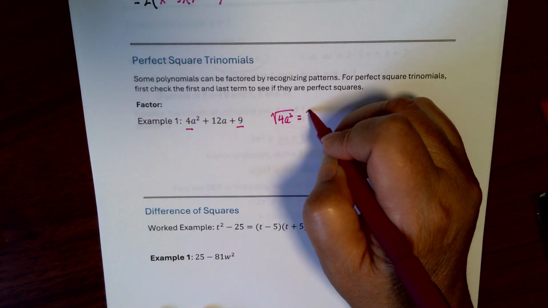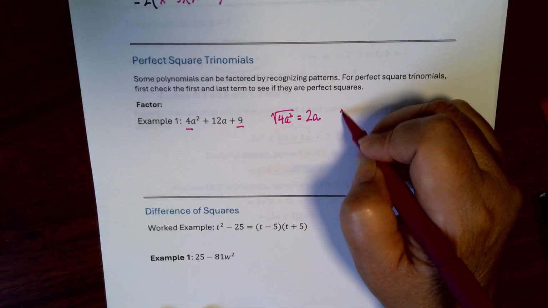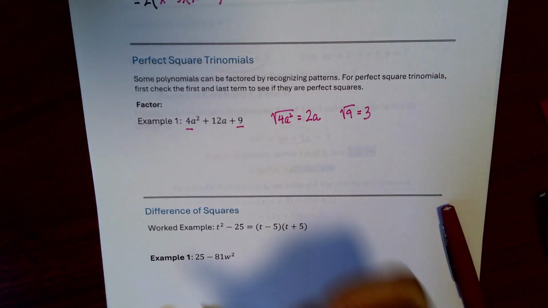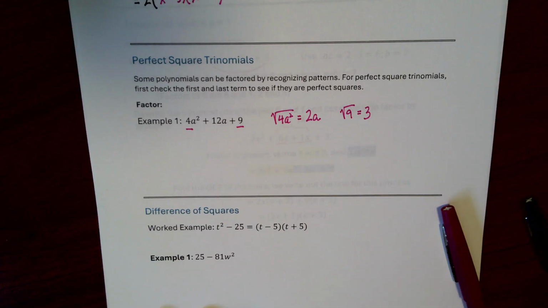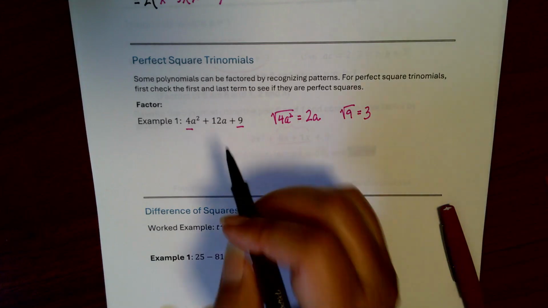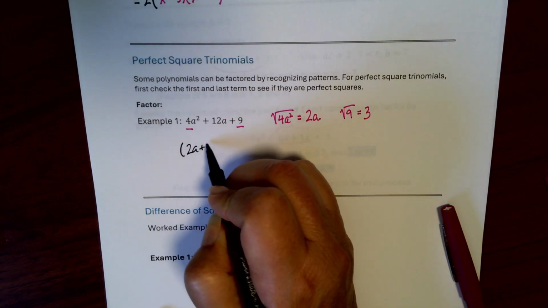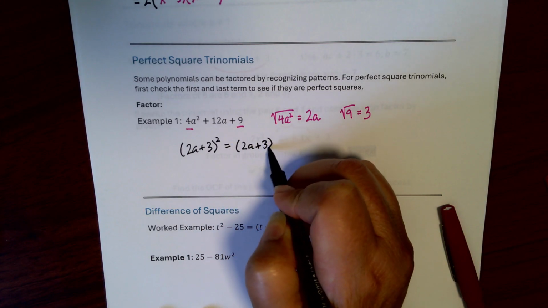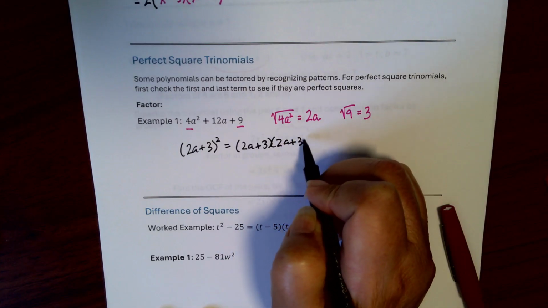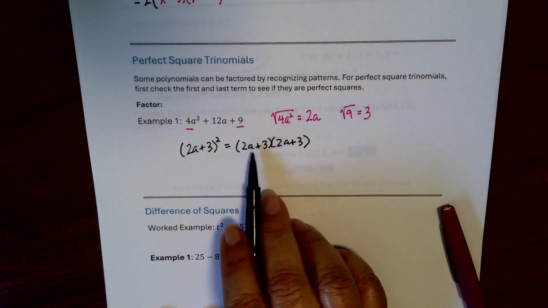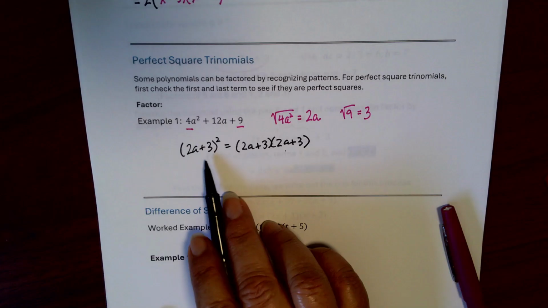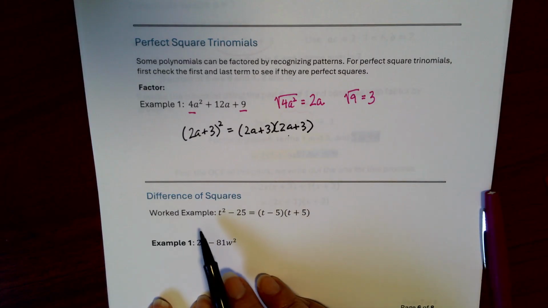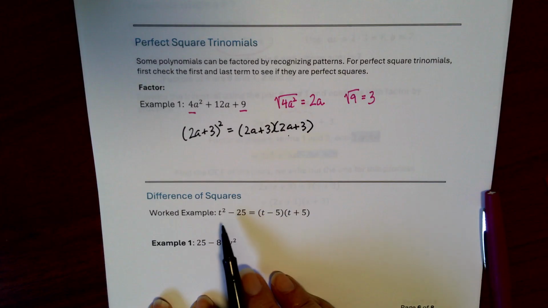You don't worry about the absolute value when you're doing this particular problem. And what's the square root of 9? So that means that this trinomial is going to be 2a plus 3 squared. Now remember, that squared means it's 2a plus 3 times 2a plus 3. And this is called a perfect square because whenever you multiply anything, even an expression, times itself, you get a perfect square.